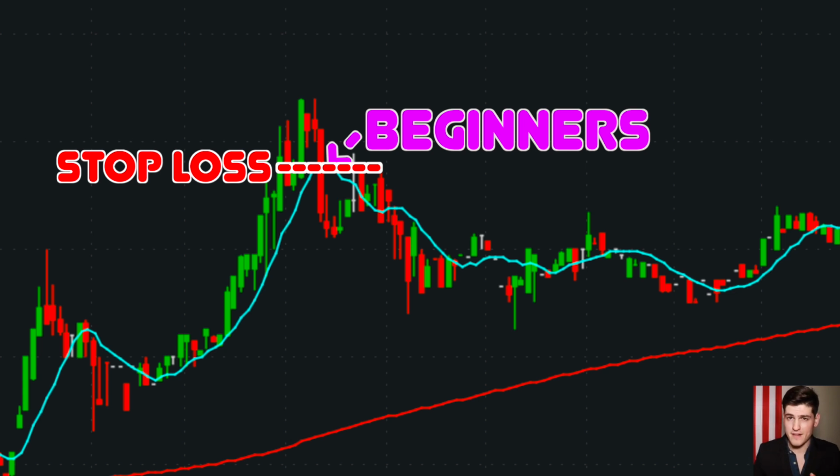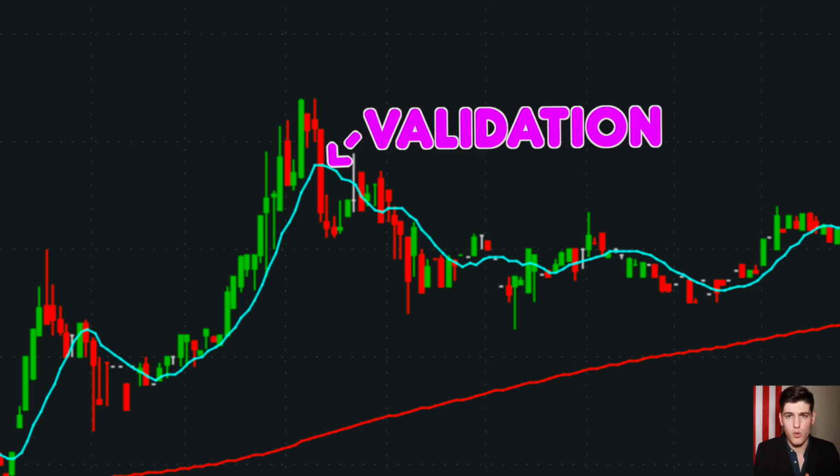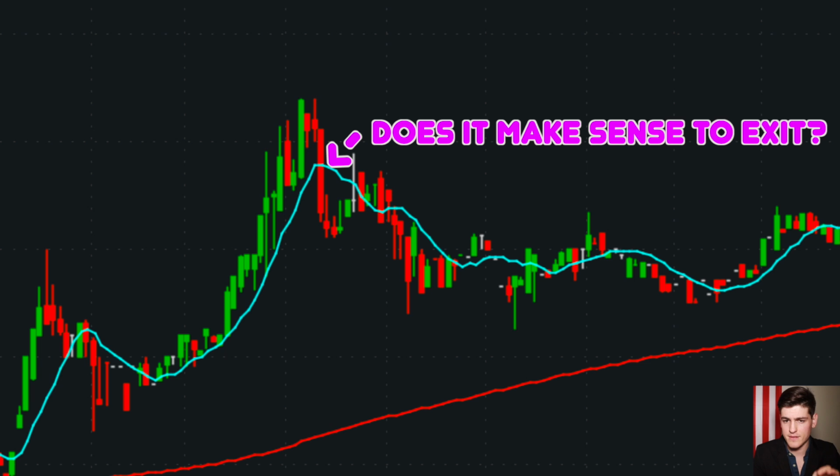But as you get more advanced, the reality is going to switch. As you start gaining more experience in trading, you're going to start looking at validation points differently. A validation point is a point where you ask yourself, does it make sense to exit the position here based on all of the other factors? It's not just a point where you blindly exit, although it can be if you're trying to trade really conservatively.